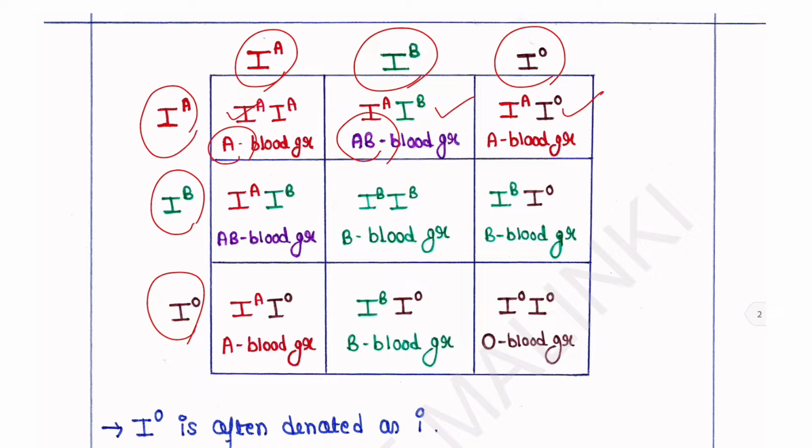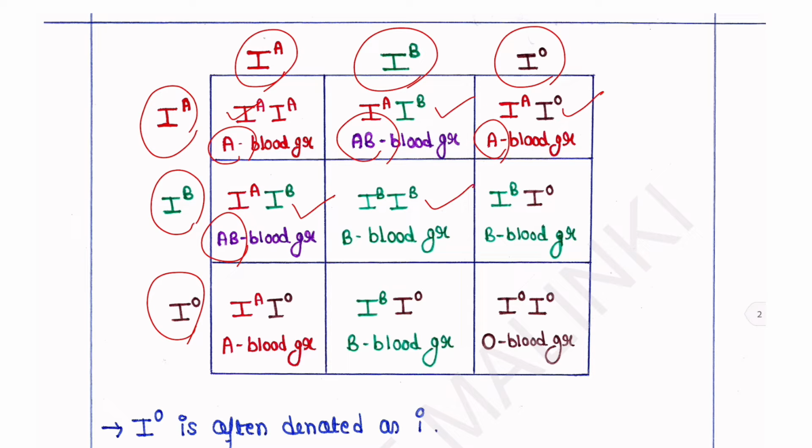Here in this case, they have IA and IO alleles. And we know that IA is dominant over IO allele. In this case, only A protein will be produced on the cell surface, because IO will not produce any such molecule, and the blood group will be A here. In this case, again IA and IB alleles are there. They will give rise to AB blood group.